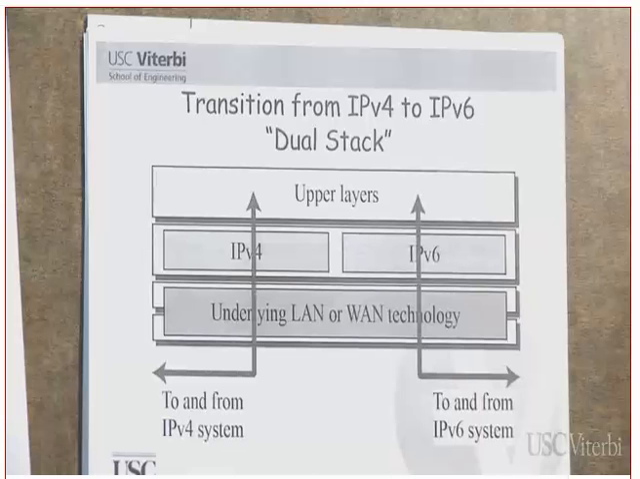The other solution, which we are already familiar with, is tunneling. Where did we see tunneling? We saw tunneling in the case of Mobile IP. We also saw tunneling in multicasting, where routers do not support multicast routing. You could use tunneling. In here also we use tunneling.